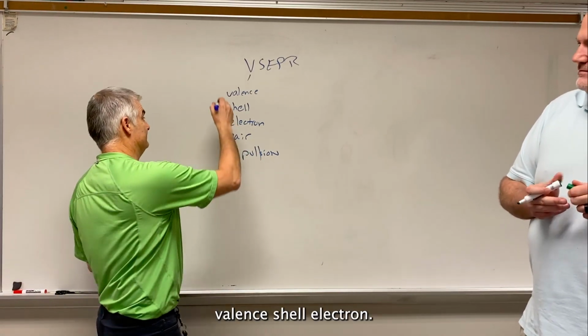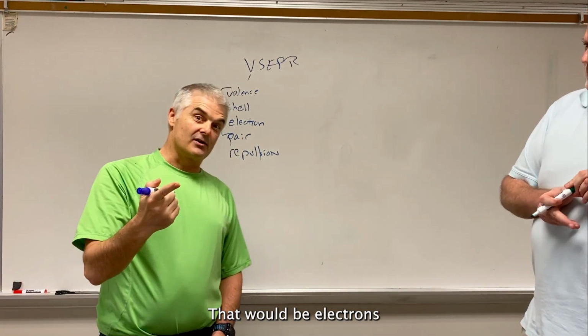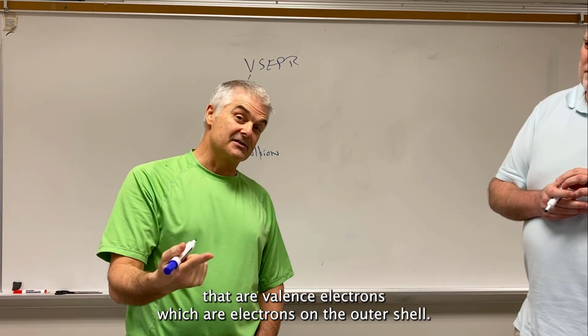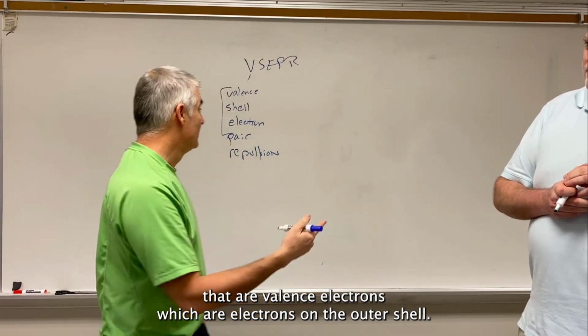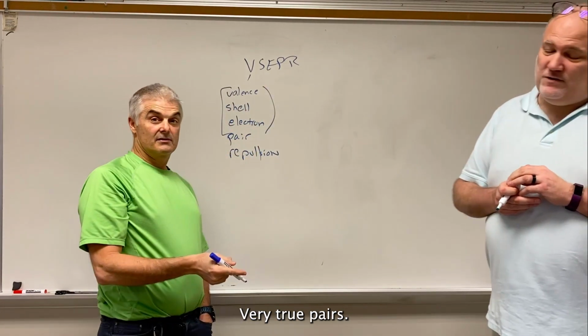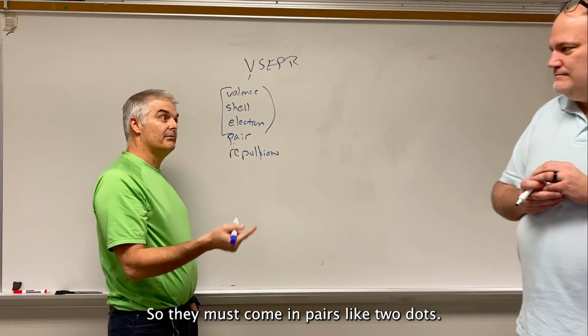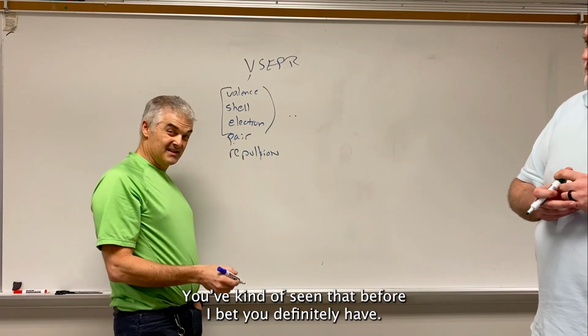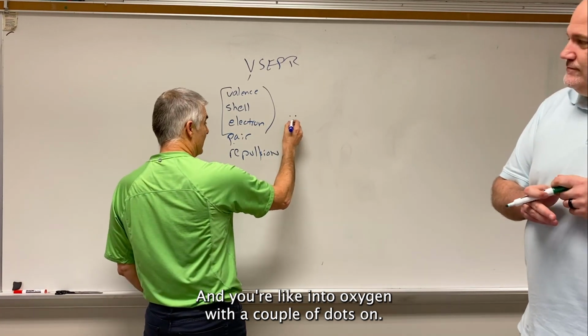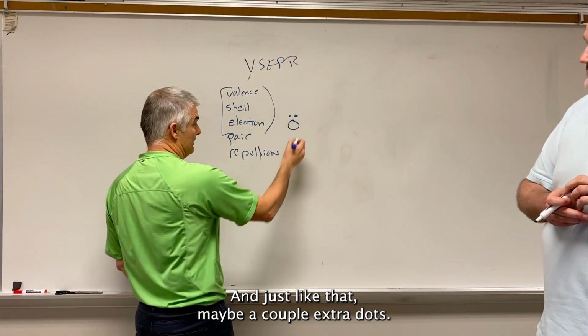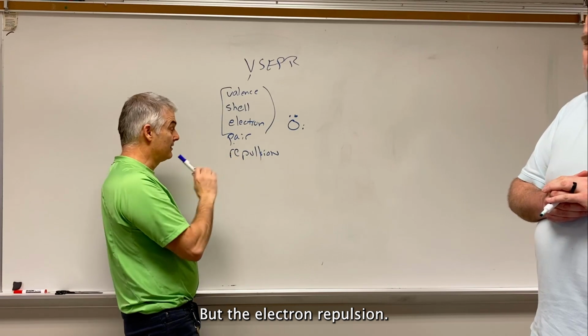Valence, shell, electron. That would be electrons that are valence electrons, which are electrons on the outer shell. So this means outer shell electrons. Very true. Pairs means two, so they must come in pairs, like two dots. We've kind of seen that before, I bet. We definitely have. You've got oxygen with a couple of dots on it, maybe a couple extra dots. That's the electron. Repulsion.